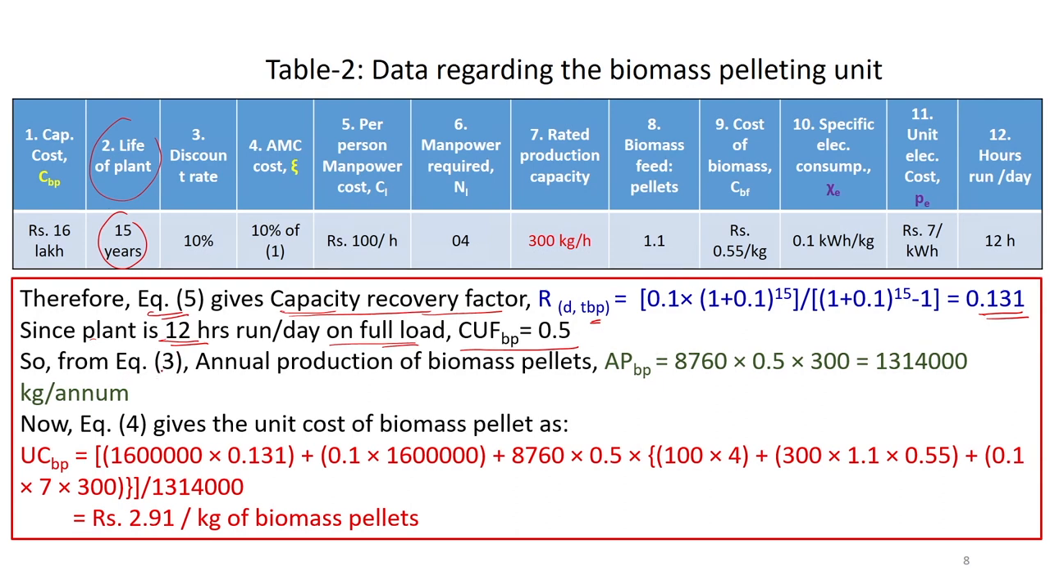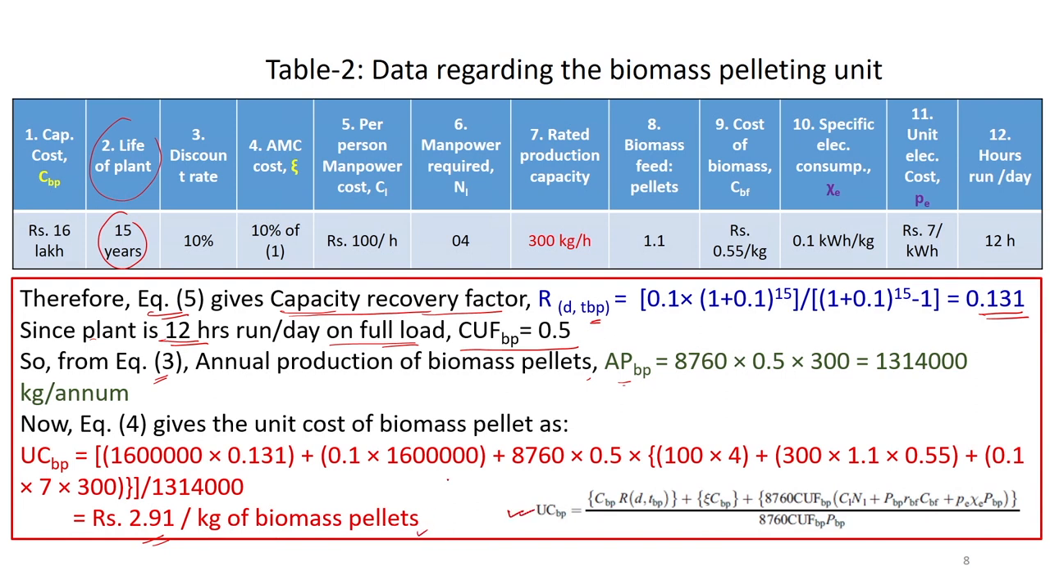Since the plant runs 12 hours per day on full load, the capacity utilization factor is 0.5. And by using equation 3 for annual production of biomass pellet calculation, it comes out to be 131400 kg per annum. Now, if we use equation 4 for calculation of unit cost of biomass pellets, then this value is found to be about 2.91 per kg of biomass pellets.